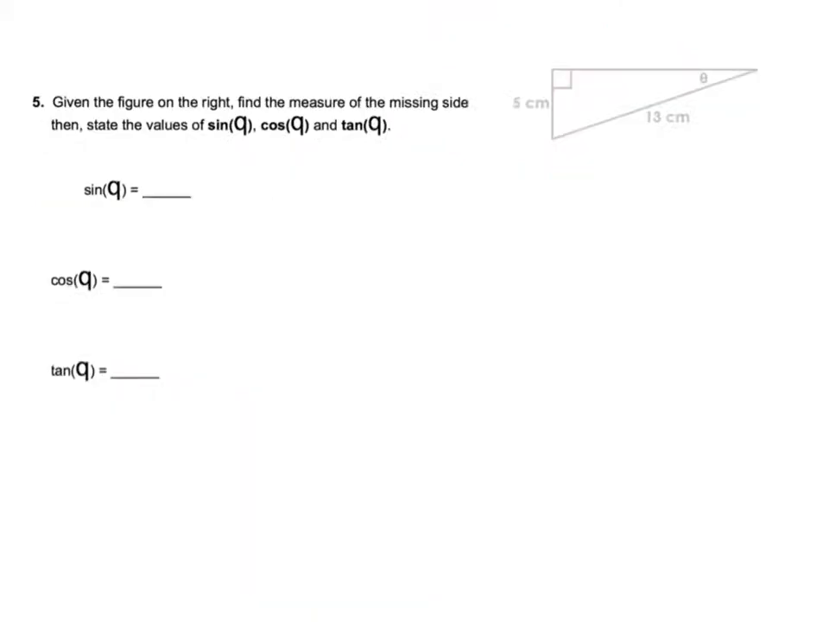Okay, so the main question here is that you want to find the trigonometric ratios sine, cosine, and tangent. You're not looking for an angle or a side, but you're looking for the sine, cosine, and tangent. But before you can find them, the sides of the triangle should be complete. If you look at the triangle, we only have 5 and 13. So how can we find the third side of the triangle?